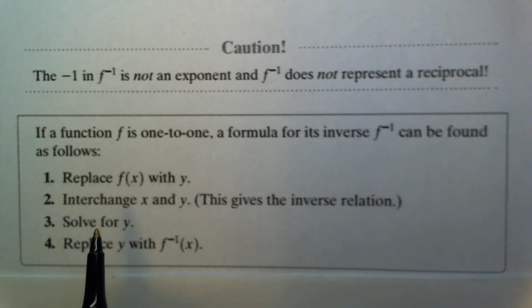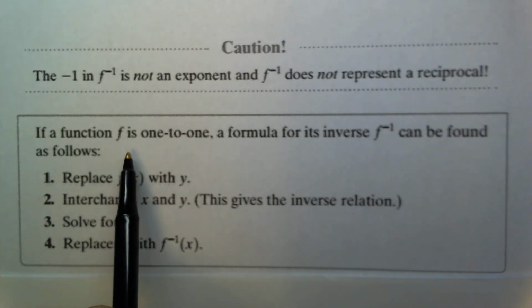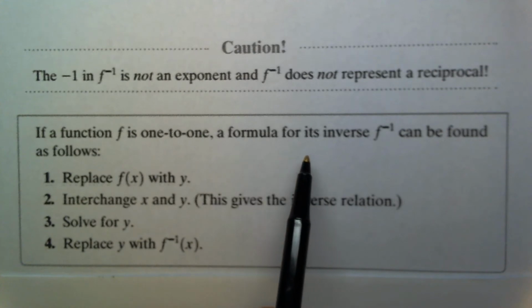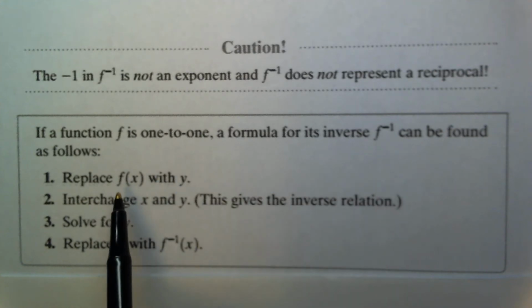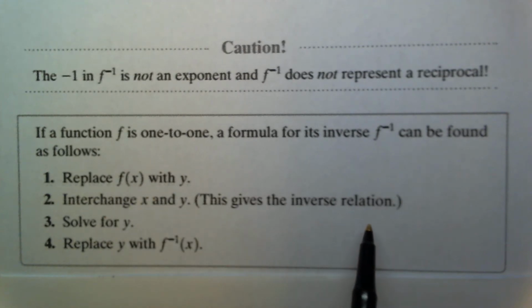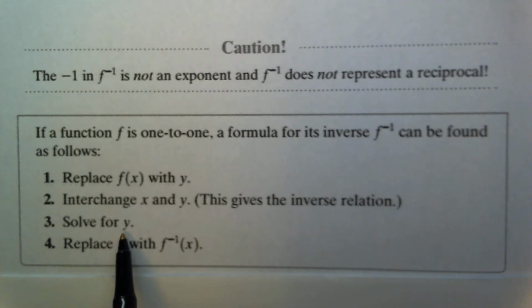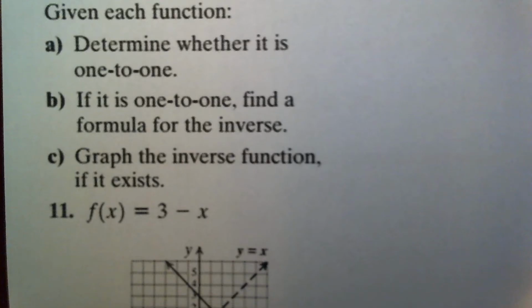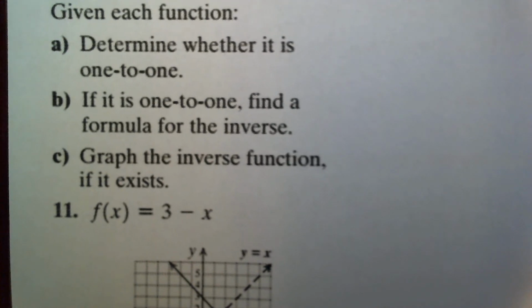So here are the steps for finding the inverse of a function. If a function f is one-to-one, the formula for its inverse, f inverse, can be found as follows. Replace f of x with y, interchange x and y, which gives the inverse relation, then solve the equation for y, and then replace y with f inverse of x. Let's do some examples. Given each function, determine whether it is one-to-one. If it is one-to-one, find a formula for the inverse and then graph the inverse function if it exists.